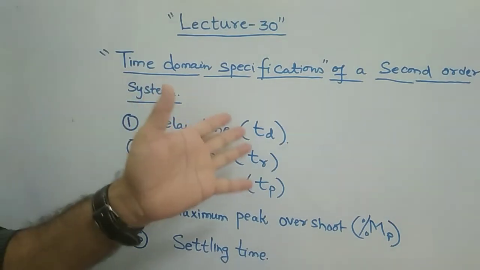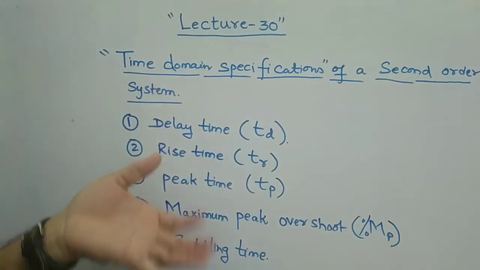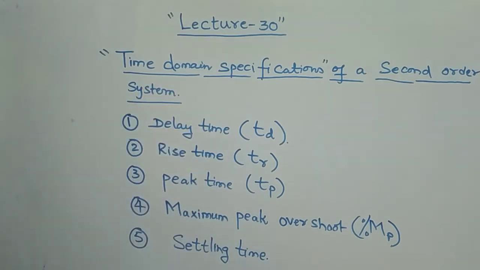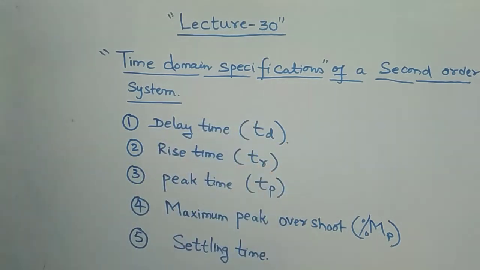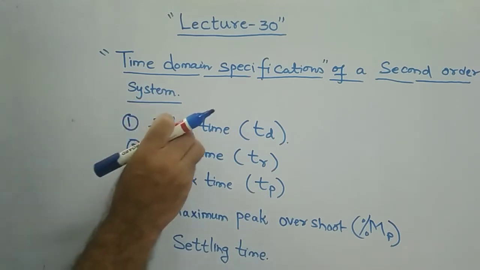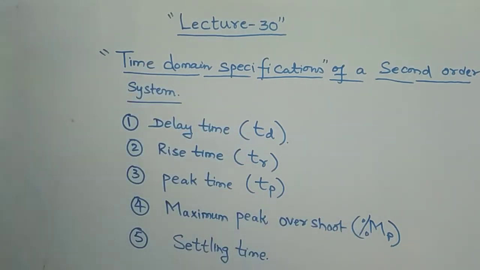In a previous presentation, I explained all this. Today there are some mathematical expressions, like formulas, which are to be practiced, and you have to remember them, because the derivation part is not that important. Don't bother about the derivation, just identify what you must know. What is the delay time? How can it be calculated? What is the rise time? How can it be calculated? What is peak time? How will it be calculated? Similarly, maximum peak overshoot as well as the settling time.